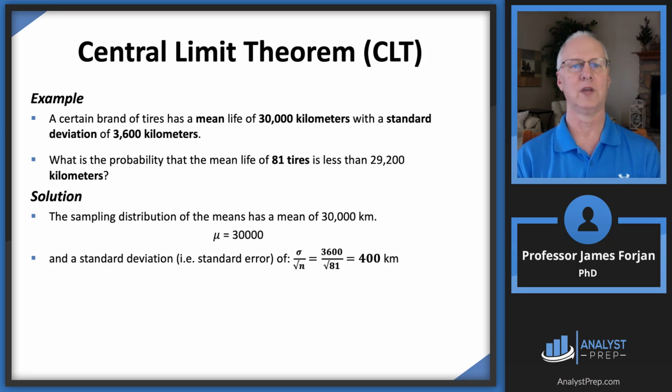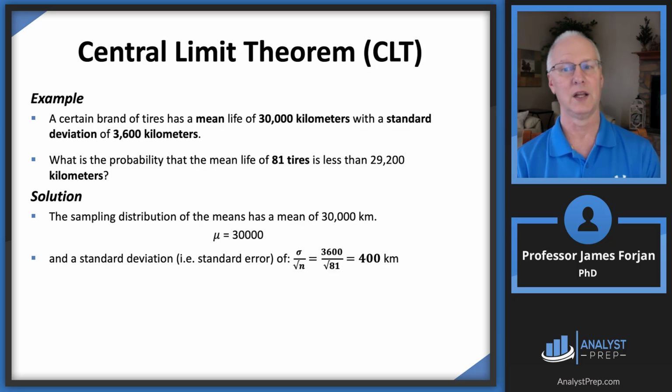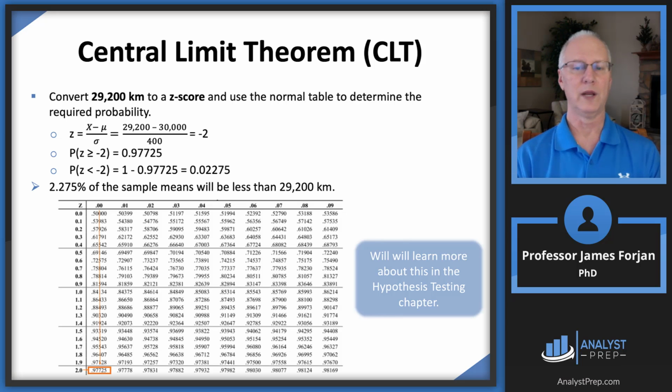Let's take a look at a quick example here. A certain brand of tires has a mean life of 30,000 kilometers with a standard deviation of 3,600 kilometers. What is the probability that the mean life of 81 tires is less than 29,200 kilometers? Well, what do we know? Mu is 30,000 kilometers, and the standard error is going to be 400 there. So what we need to do is get out our z-score. So here's our z-table, and we can compute the z. That's a pretty simple calculation.